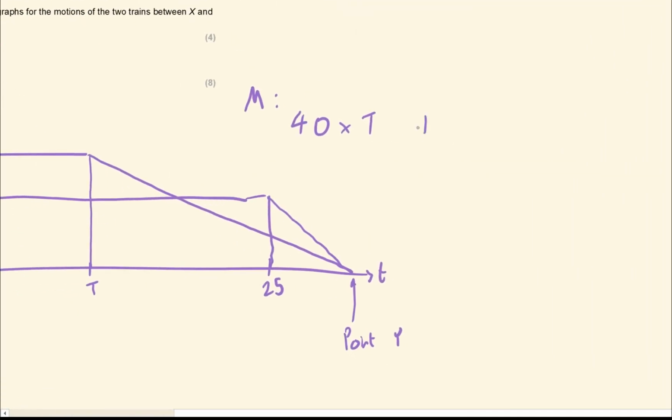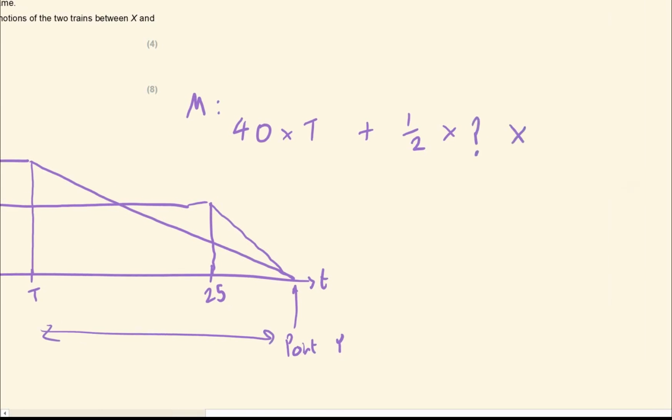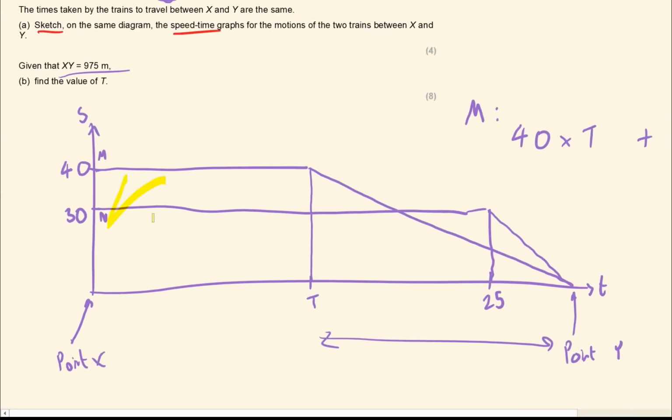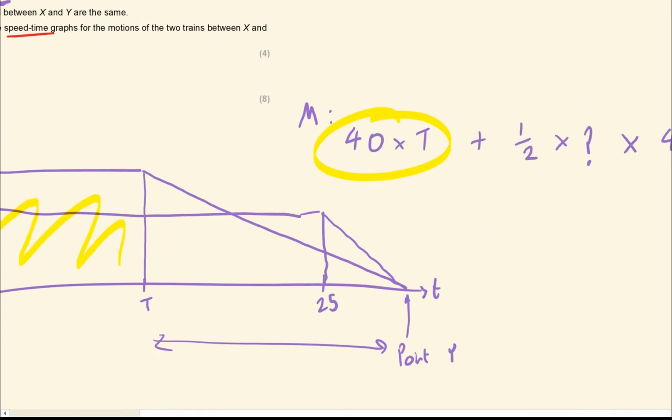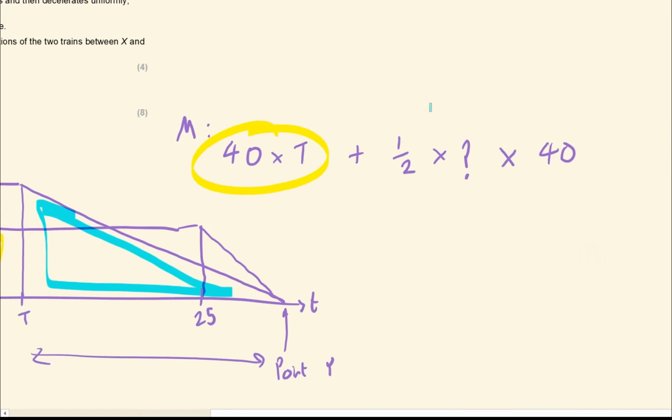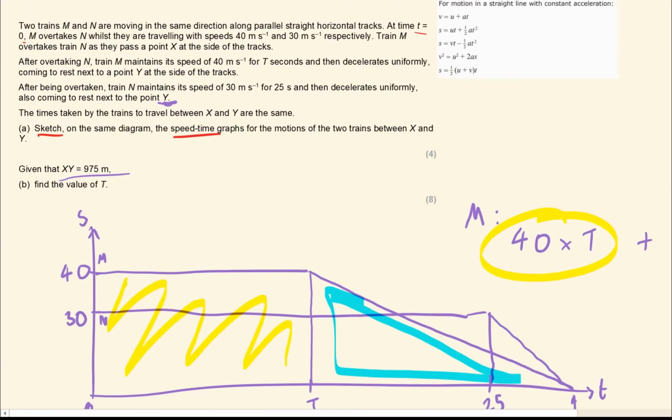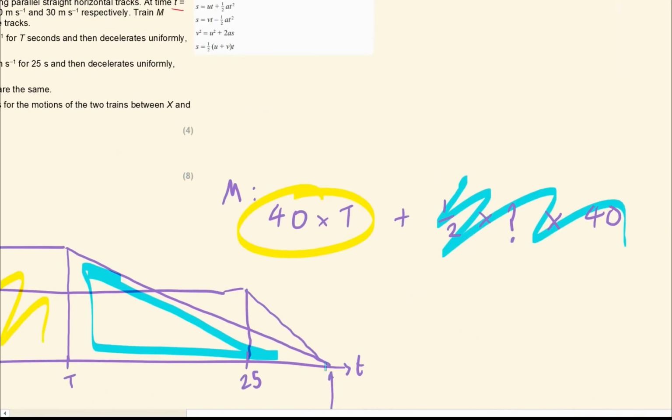And then we've got a triangle. We then have a half times the base. So the base is this length. Okay, that we don't know. Times, and we also want the height, which is still 40. Okay, so let's colour code that really quickly. This section is 40 times t, because that's a rectangle. This section is a half times whatever the base is, times 40, because it's a triangle. So the problem is we don't know how long it took to get to this point here.